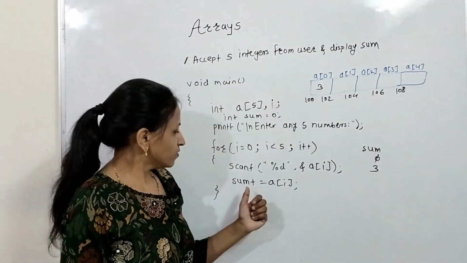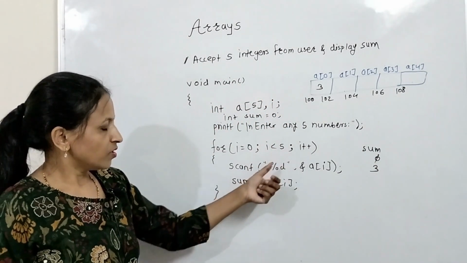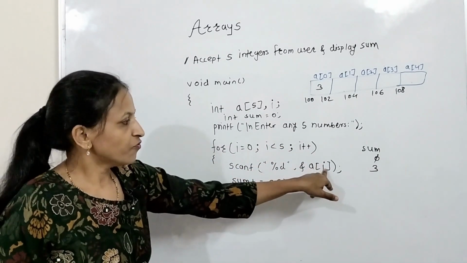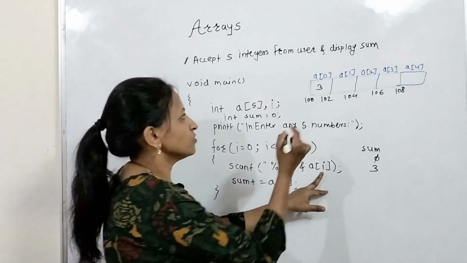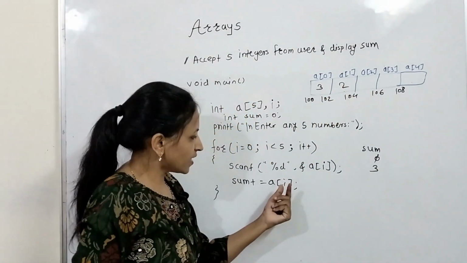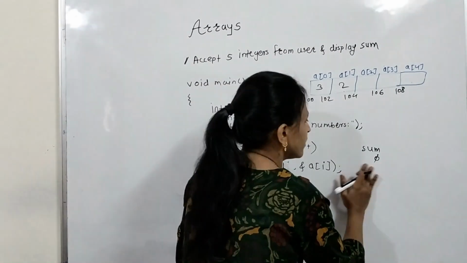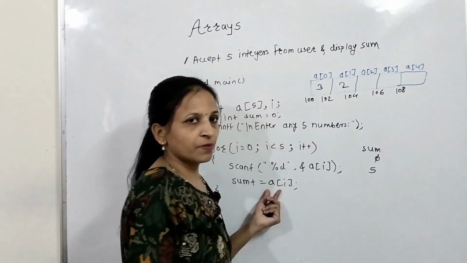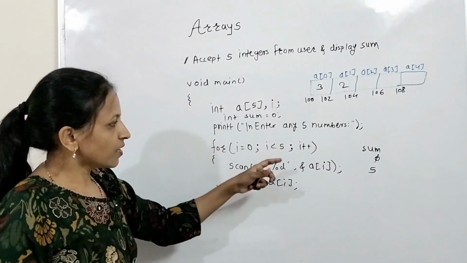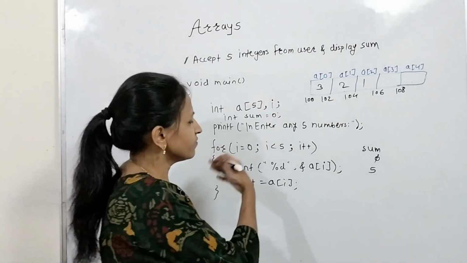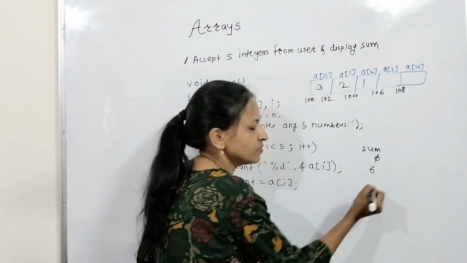Getting? Now again in the loop, at the next iteration, I will become 1, and here a of 1 will get accepted from the user. Let the user enter 2. Then again we are adding it to sum. That is 3 plus 2, so 5 will get stored inside sum now. Next time I will become 2, and again let the user enter 1. Then that 1 will get added here and sum will become 6.